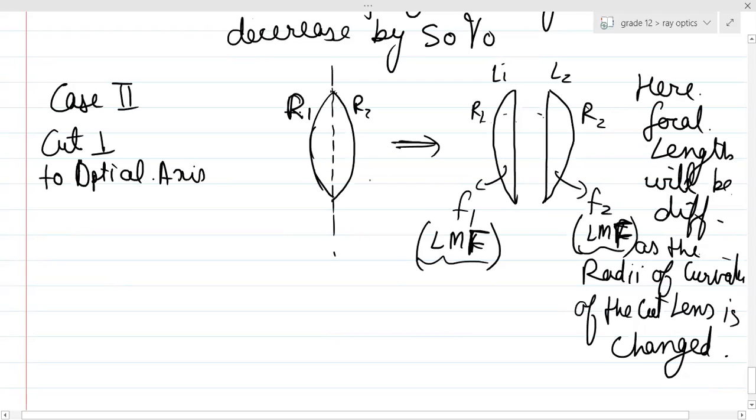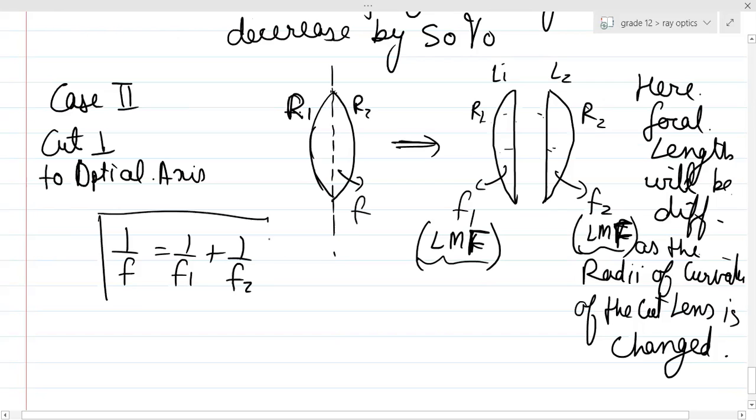Still, there will be a relation between these three focal lengths. What will be the relation? 1 by f will be equal to 1 by f1 plus 1 by f2. Can you see, if you place these two close to each other, it will become exactly like the previous one, and you can use the combination of lenses, right? Yes or no? So 1 by f will be equal to 1 by f1 plus 1 by f2 for a biconvex lens.